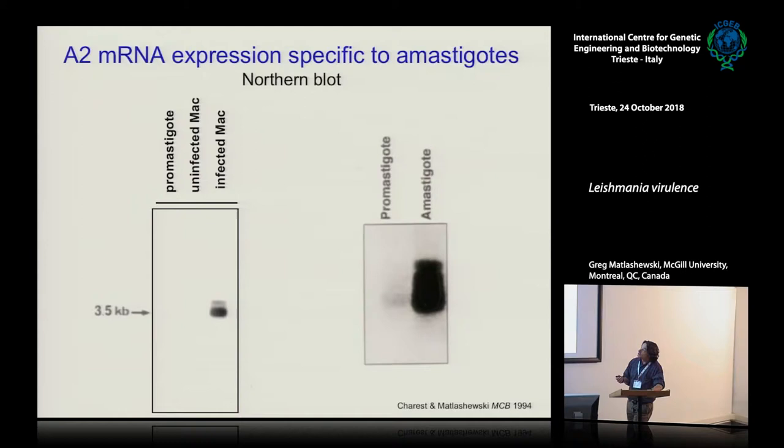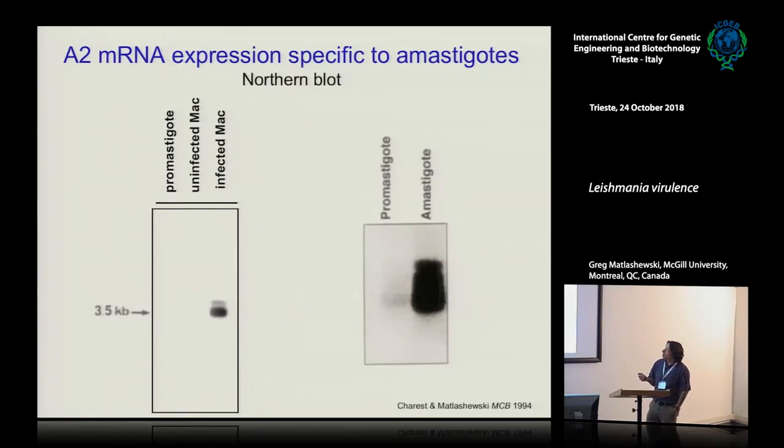The gene we found is called A2. If you look at promastigotes, you see that the messenger RNA is not expressed. If you have macrophages which are not infected, so uninfected macrophages, the messenger is not expressed. But when you infect macrophages with Leishmania, it turns on this gene. So we could see the expression of this gene turned on here.